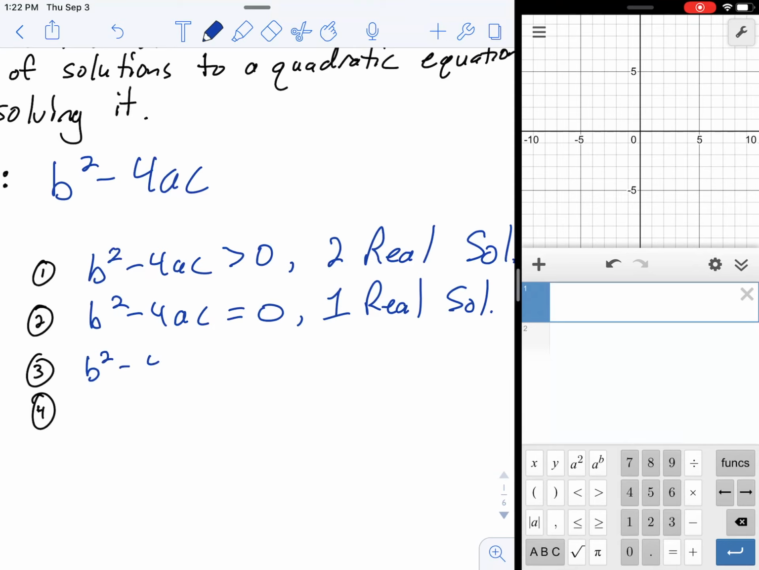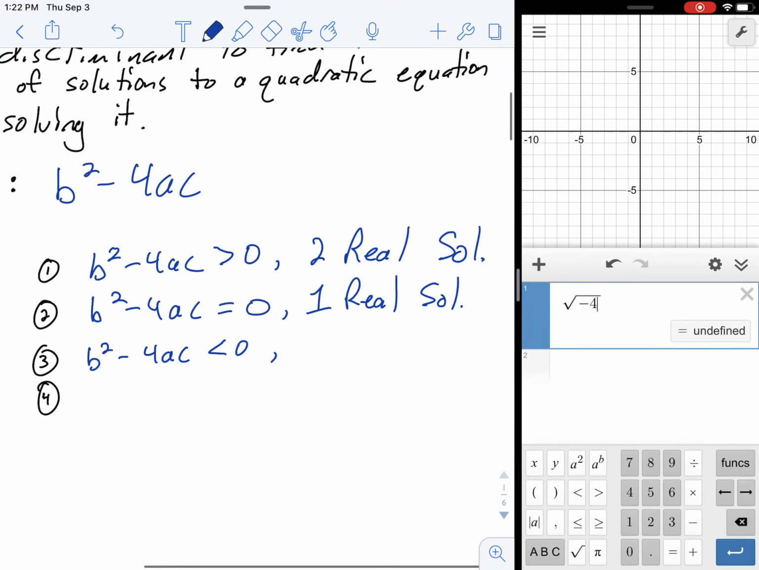The third outcome is that the discriminant, b squared minus 4ac, do it on the calculator, is less than 0. Well, less than 0 is what we call a negative number. And what did we just say about square rooting a negative number? It can't be done. So we invented a new system. We didn't, but someone did. A new system called imaginary numbers. So there are two imaginary solutions.